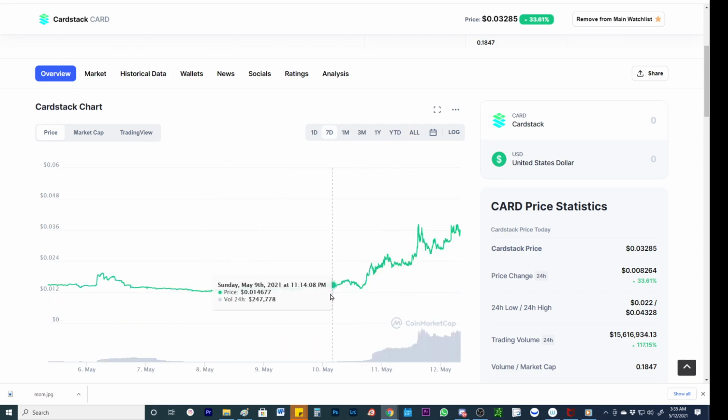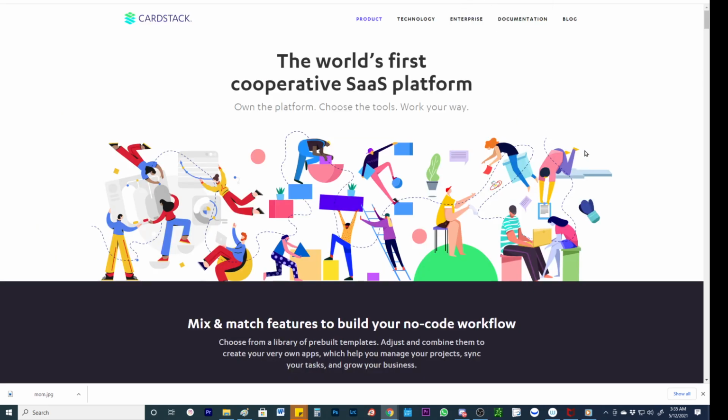Now, the question is, why did this recently wake up? And by the way, the 7-day looks pretty healthy, okay? The reason why this woke up is that this cooperative platform is already doing what a lot of these NFT platforms claim they will do, okay?